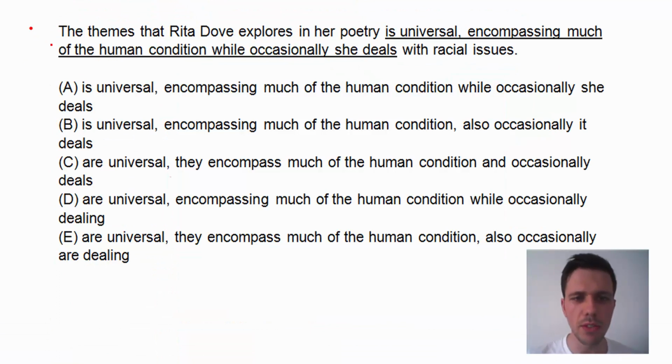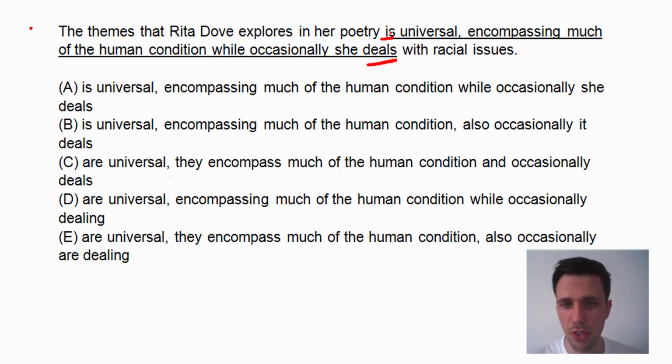The themes that Rita Dove explores in her poetry is universal, encompassing much of the human condition, while occasionally she deals with racial issues. So, if you haven't found a mistake in this stimulus, then we gotta start looking for ways to attack it. One thing that you should know in the GMAT is that when you see an underlined section that begins with a verb or equally ends with a verb, well then you should think about subject-verb agreement.